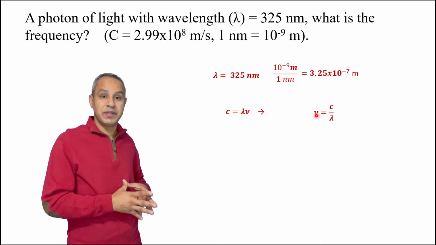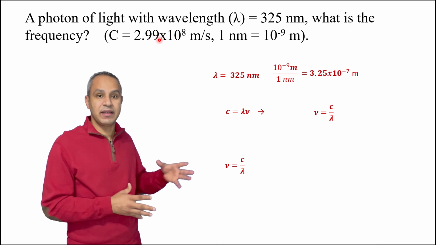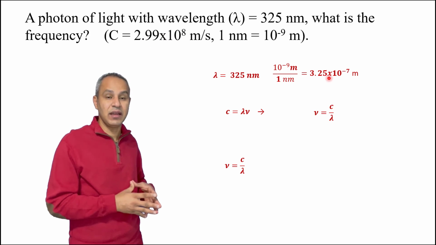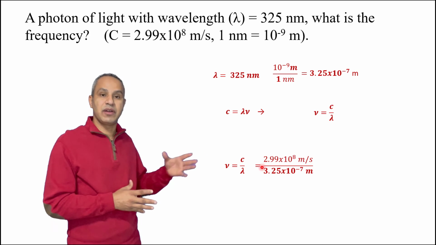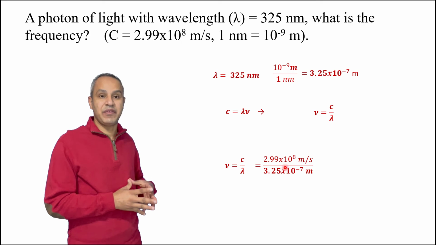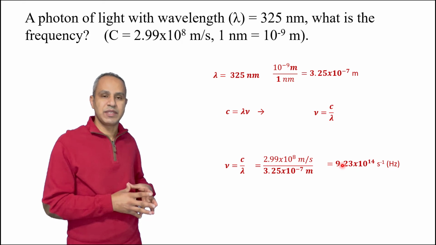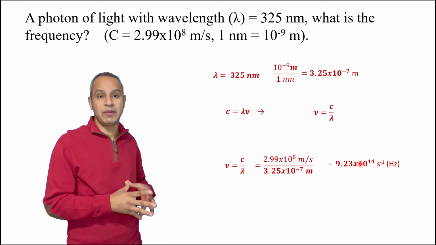And we know that frequency equals the speed of light divided by wavelength. So we'll take the speed of light, 2.99 times 10 to the power 8 meters per second, and then divide by the value of the wavelength, which is going to be 3.25 times 10 to negative 7 of the meter. So you can see that meters will cancel out with meters, and you will be left with a number in the unit of second minus 1, or sometimes we call it hertz.